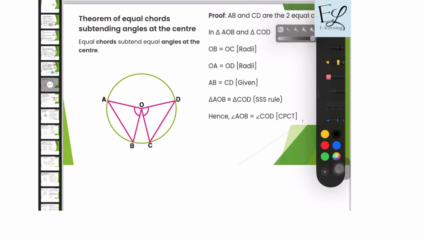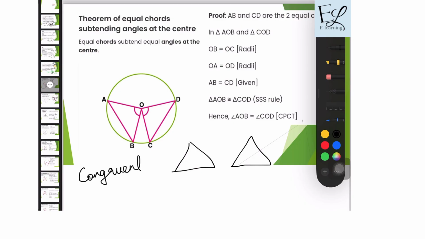Now we will discuss the theorems of circles. To prove a theorem of circles, we have to prove that two triangles are congruent, and congruent means equal. This is the sign of congruency, right? And two triangles will be equal if their corresponding sides and corresponding angles are equal.